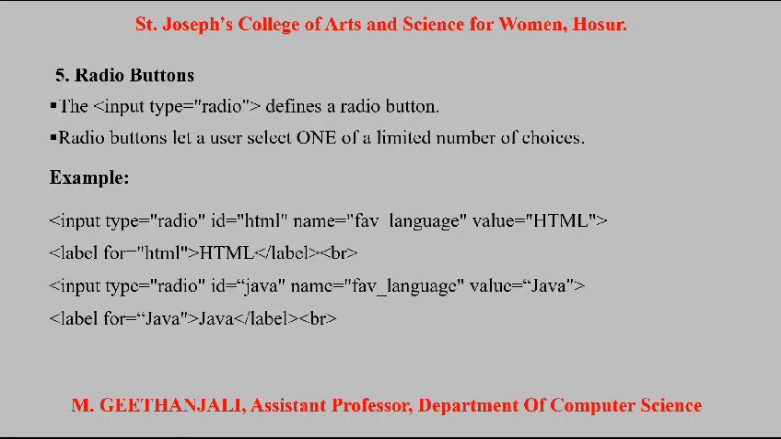The fifth one is the radio button. Radio buttons define that the user can select any one of a limited number of choices. Here input type equal to radio means it is a radio button. Example: input type equal to radio, id equal to html, name equal to favorite_language, and value equal to HTML. Here the label for html equals HTML. And the next one is input type equal to radio, id equal to java, name equal to favorite_language, value equal to Java. Here the label for java equals Java. Here we can choose any one, either HTML or Java. You can choose any one from that choice.